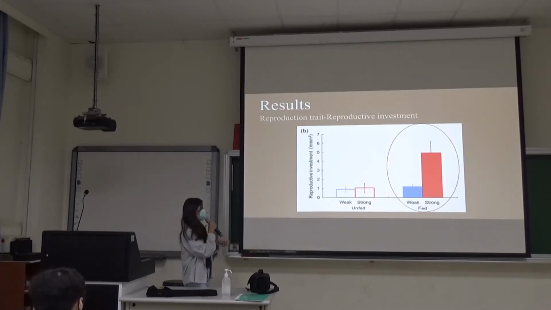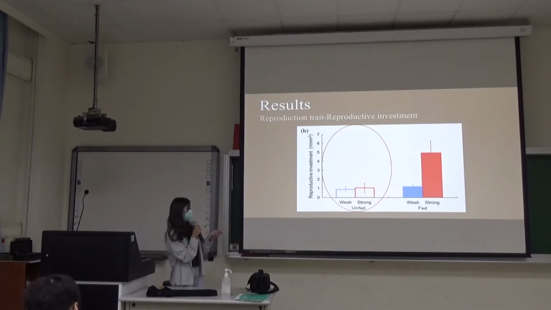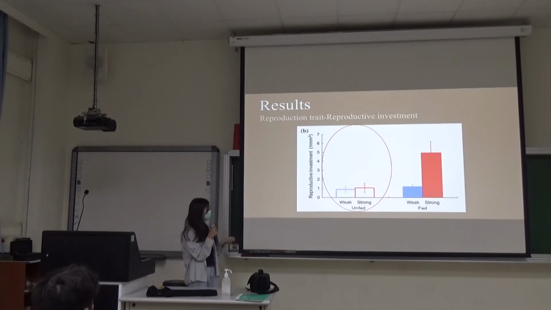The X label is treatment and the Y label is reproductive investment. Then we can see the same: under the fed condition, strong light is higher than weak light. Next, under the unfed condition, these two are lower than the fed condition.